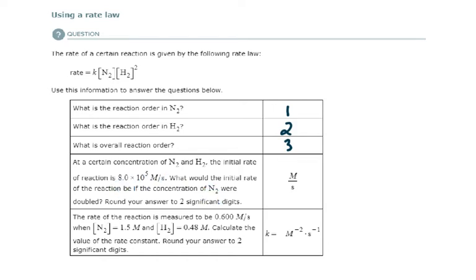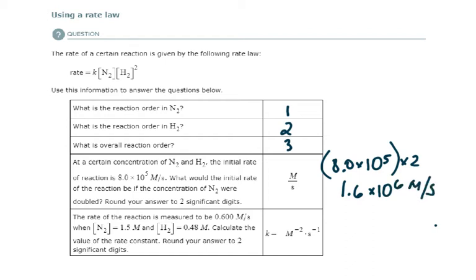Rate will also double. So we'll take 8.0 times 10 to the 5. And if I multiply this times 2, what I should get is 1.6 times 10 to the 6. And my units are M per second. Okay.